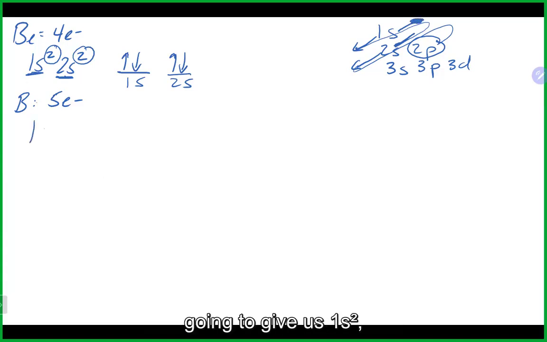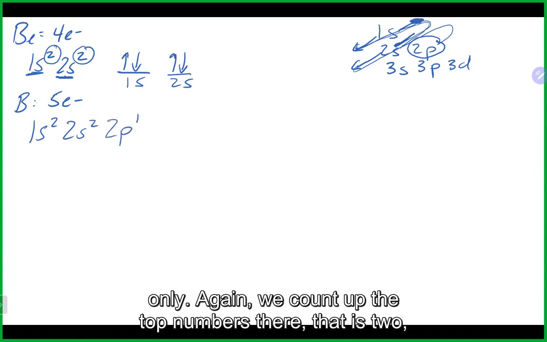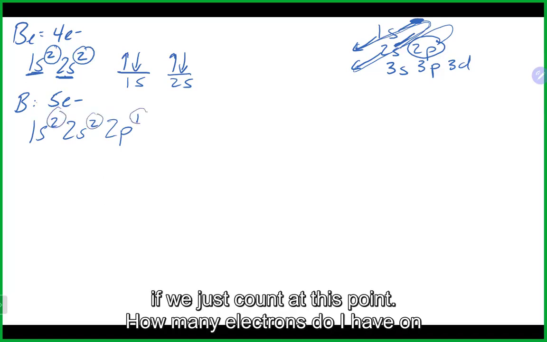And that's going to give us 1s2. Again, coming back around to 2s2. And now in this case, 2p1 only. Again, we count up the top numbers there. That is 2, 2, and 1, which is 5 electrons have been distributed if we just count up these numbers.